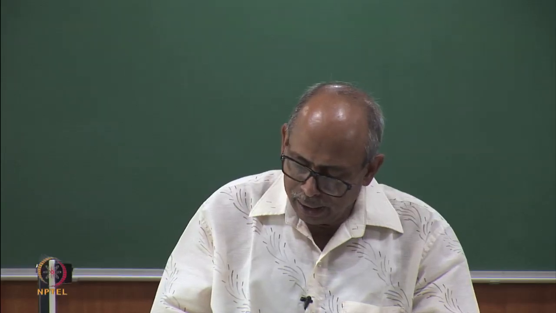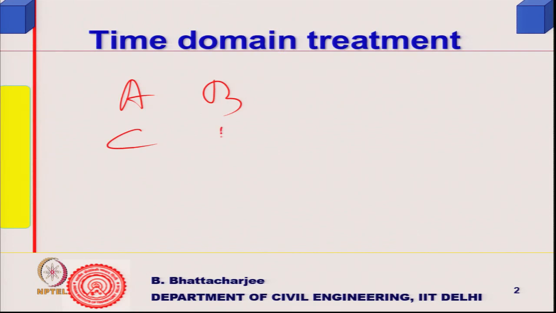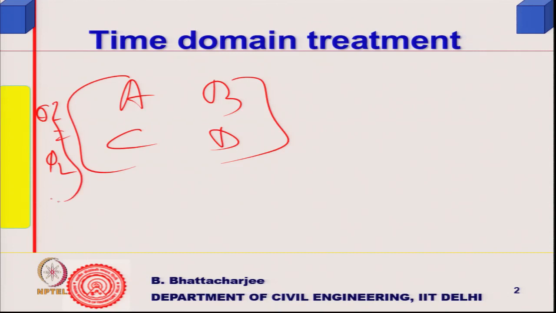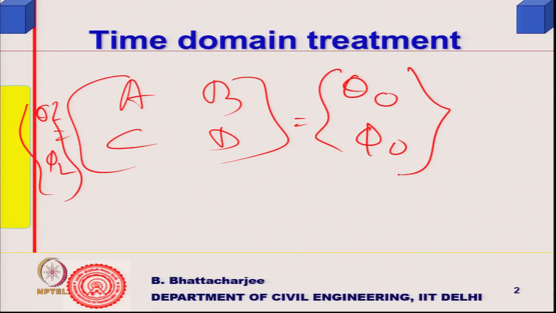So, basically, the ABCD matrix that we know. What we have seen is that theta L, phi L can be written in terms of theta 0, phi 0, something like this we can write it. Now, for this boundary condition, two of them must be known to find out the other two.